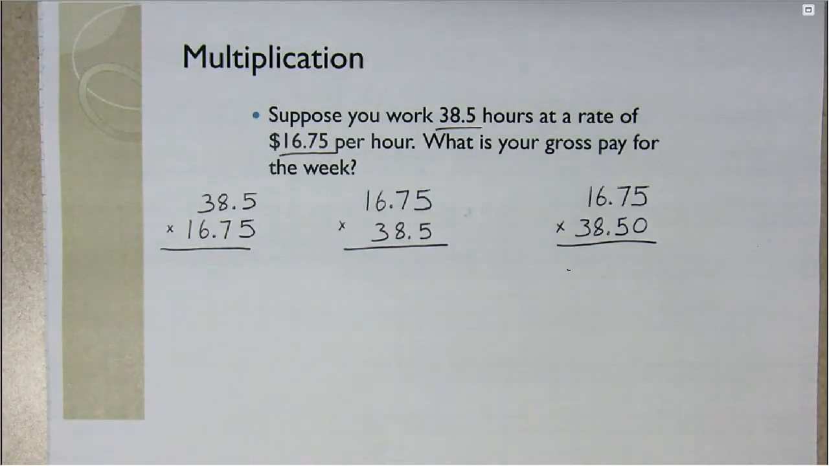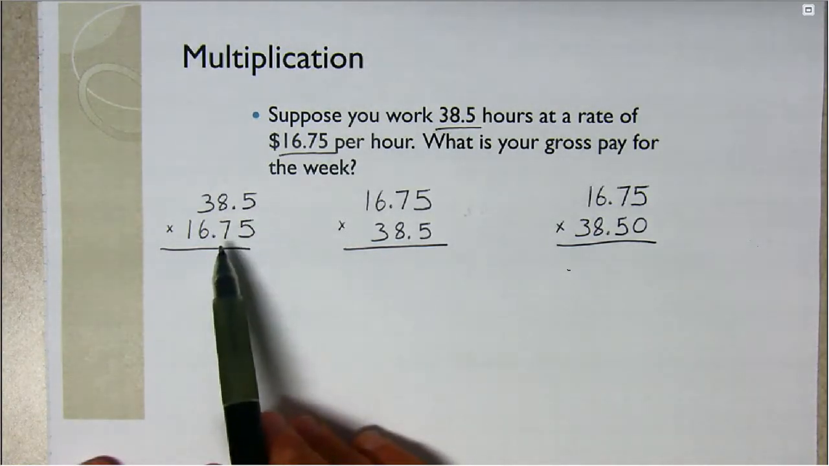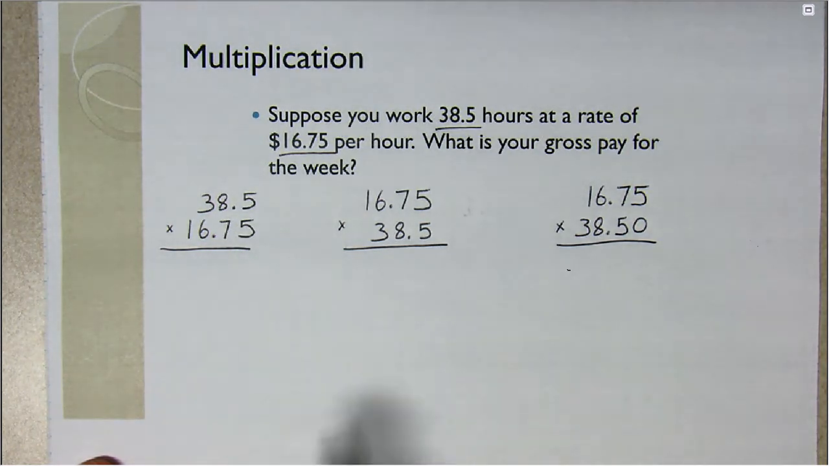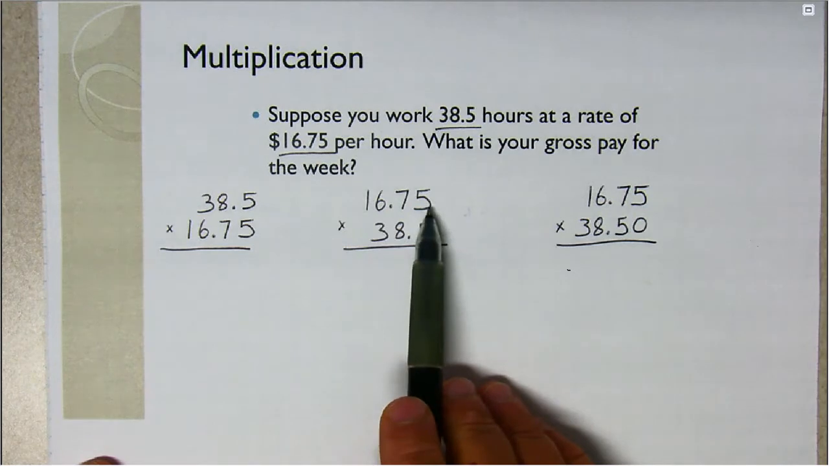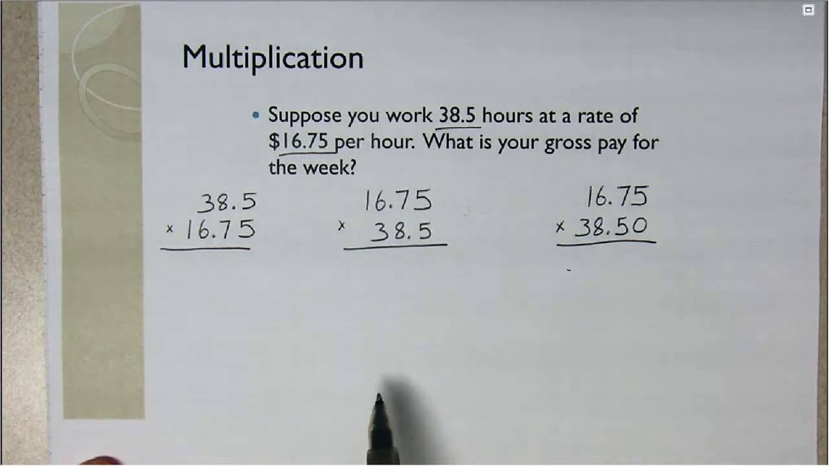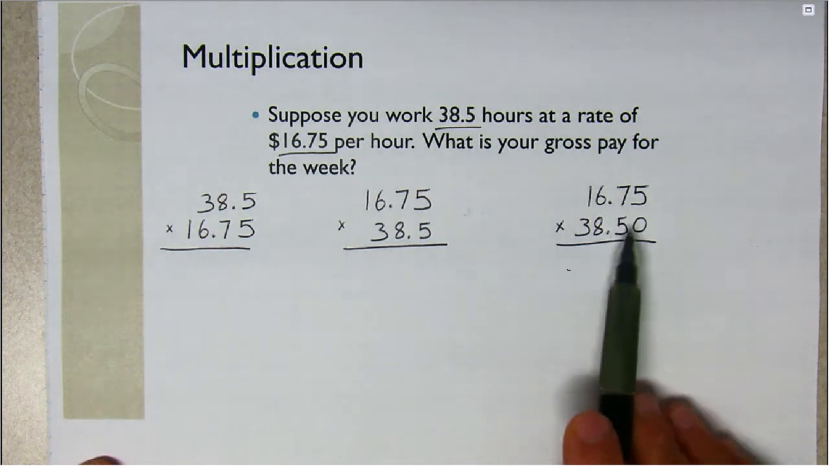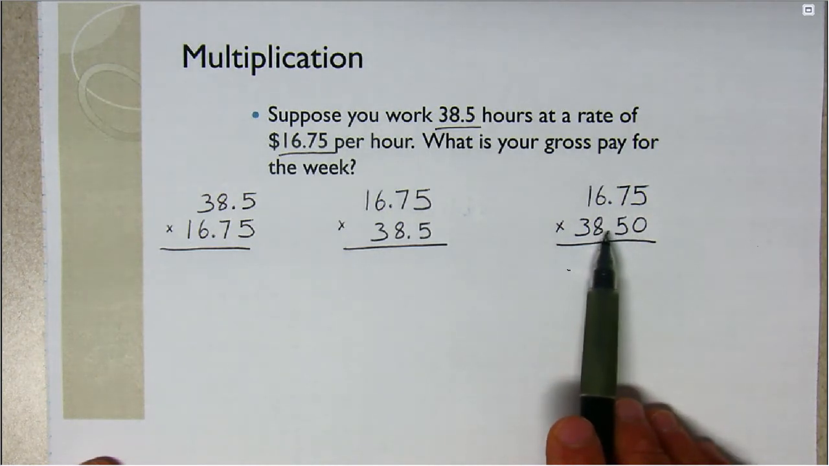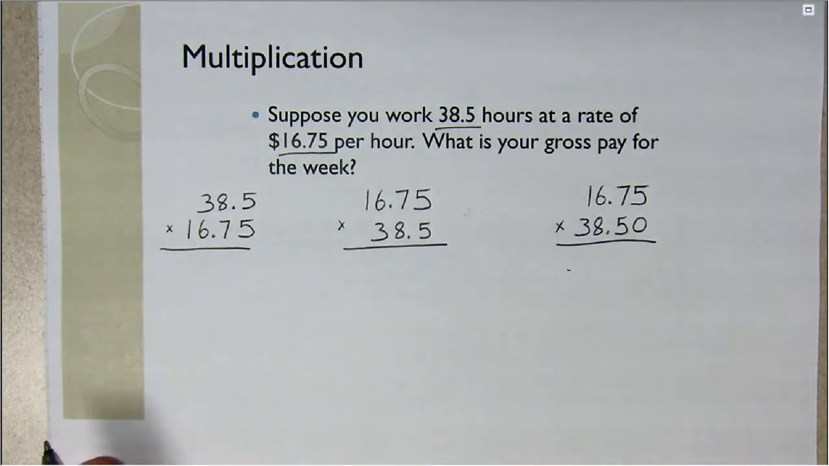Okay, here's your 3 options. 38.5 times 16.75, 3 digits on the top, 4 on the bottom. Option 2 is 16.75 times 38.5, 4 digits on the top, 3 on the bottom. Or 16.75 times 38.50, and I put a 0 at the end of that 38.5 so that the decimals line up. Which of these is correct?